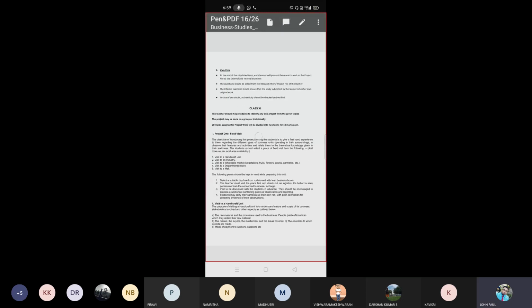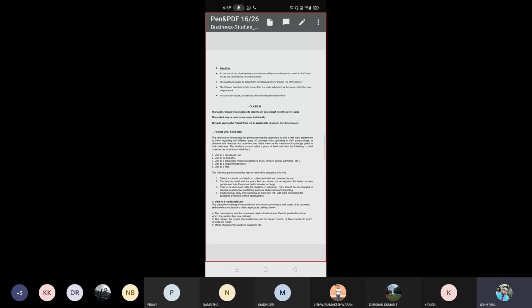Viva: at the end of the stipulated term, each learner will present the research, and viva means a question and answer session. They will ask questions from your project and your report, and you should be able to answer. The internal examiner should ensure that the study submitted by the learner is his or her own original work. It should not be copied. So it is my responsibility, and in case of doubt, authenticity should be checked and verified.